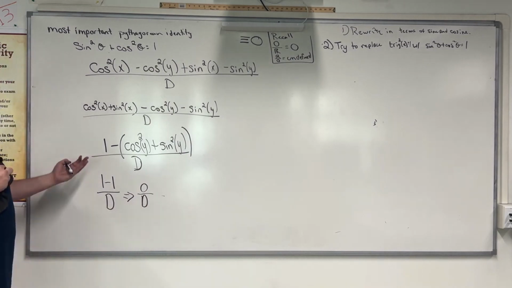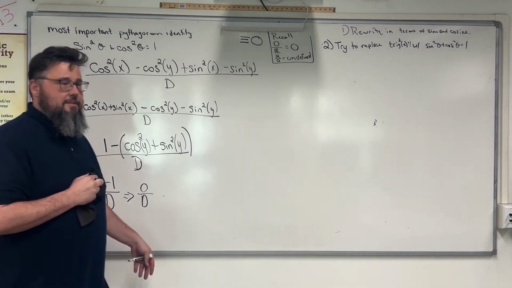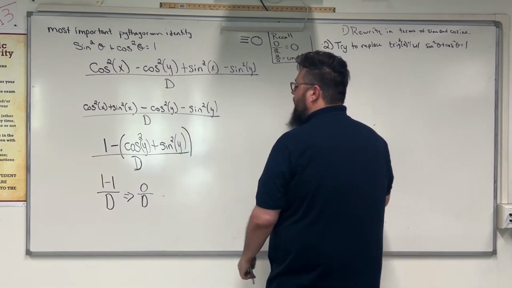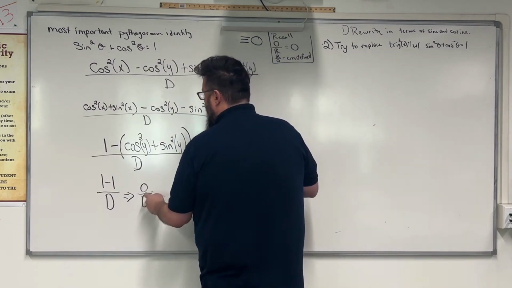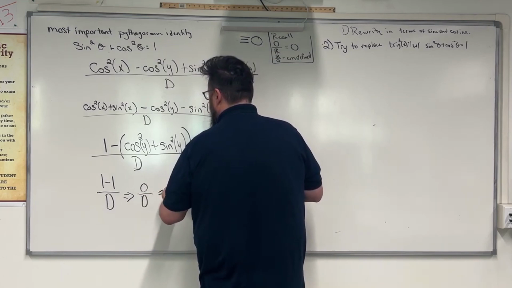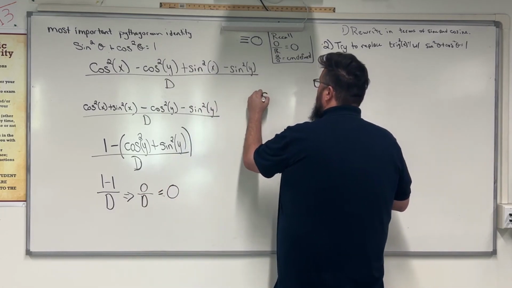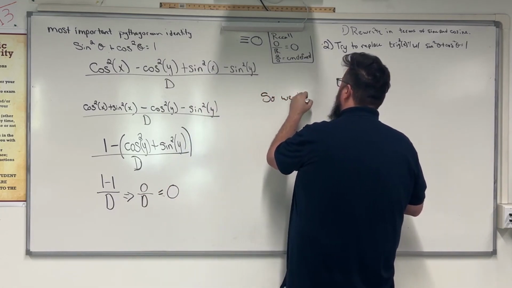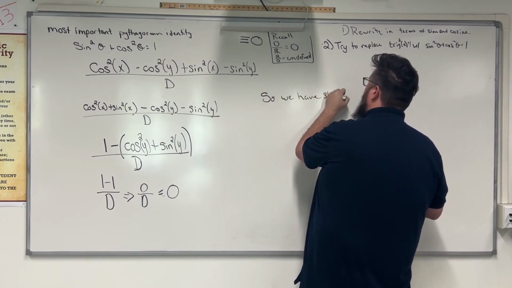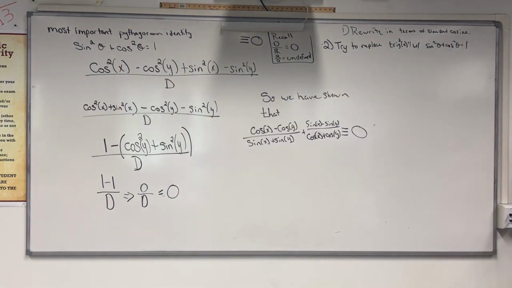And it doesn't matter what the denominator is, as long as it's a real number, it has an output in the system we're working in, which it does. 0 divided by any number is 0. So we have now shown that that is true. If I choose values for x and y, they will cancel out and leave me with 0 over something in the denominator. And 0 divided by anything is 0.